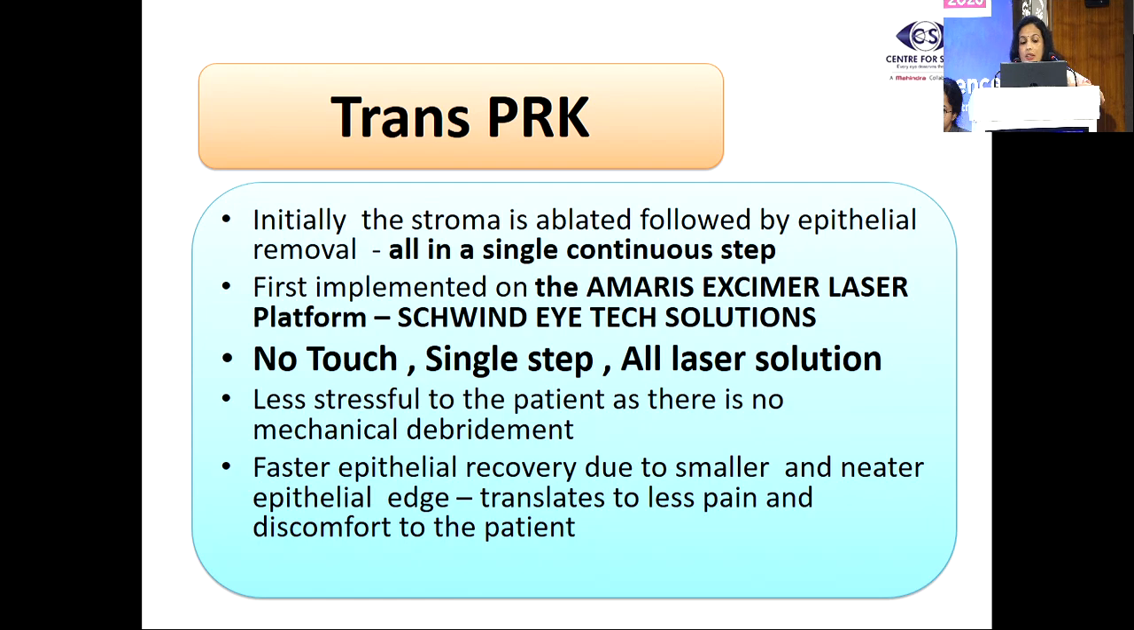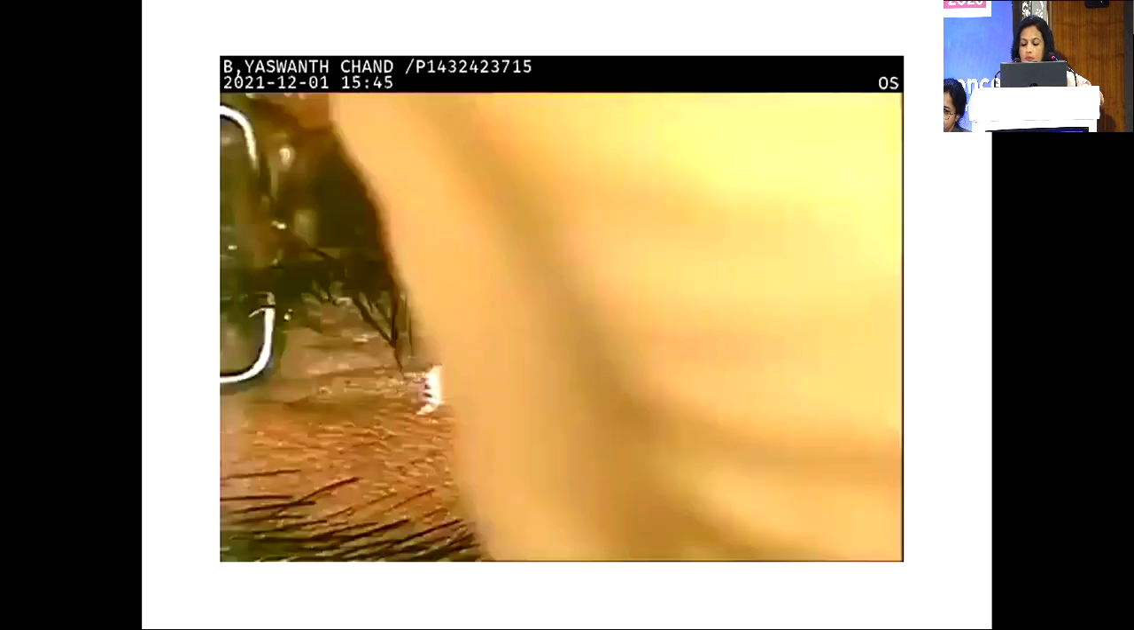In the trans-PRK, initially the stroma is ablated followed by epithelial removal, all in a single smooth continuous step. This was first implemented on the MEL Excimer platform, Schwind Solutions. So it has a popular tagline: no touch, single step, all laser solution. Patients are much happier with that. Though it's a PRK, they say, okay, there's no mechanical debridement, so they prefer that. And the faster epithelial recovery could be due to the smaller and neater epithelial edge, which translates to less pain and less discomfort from the patient's point of view.